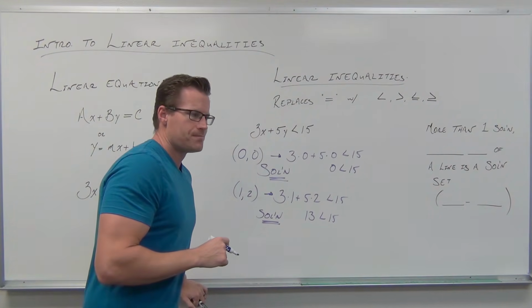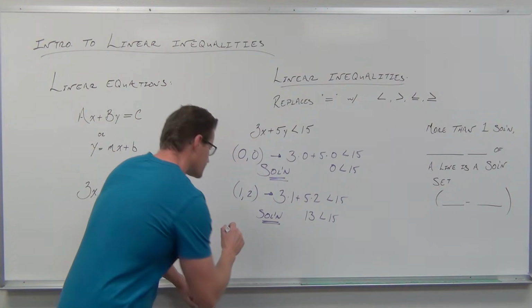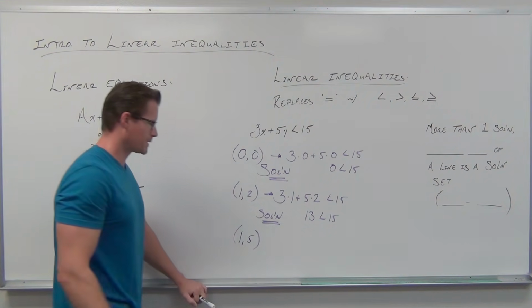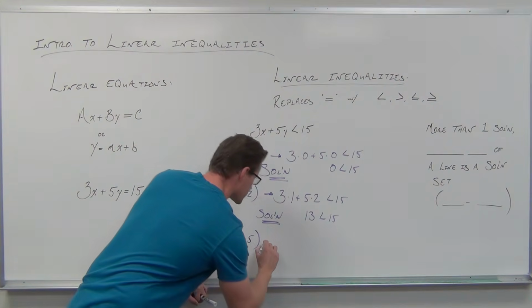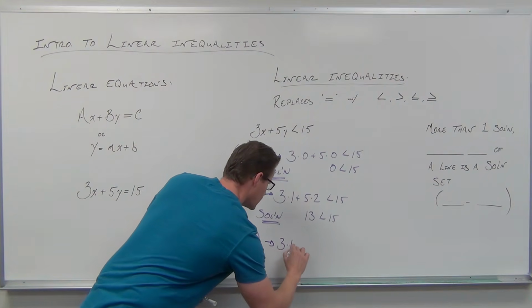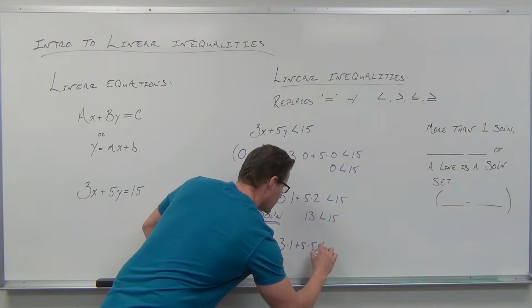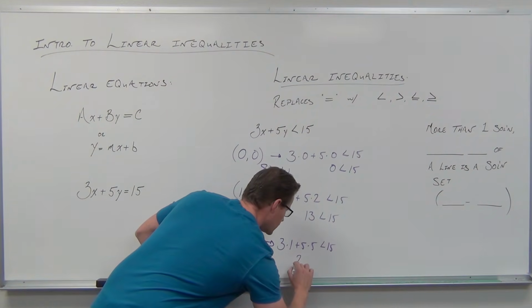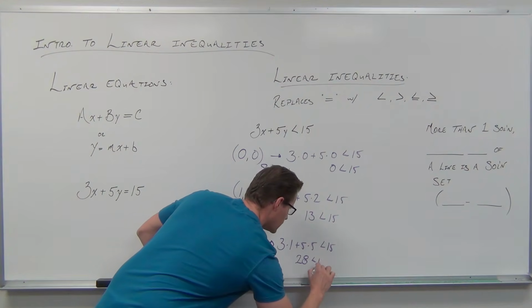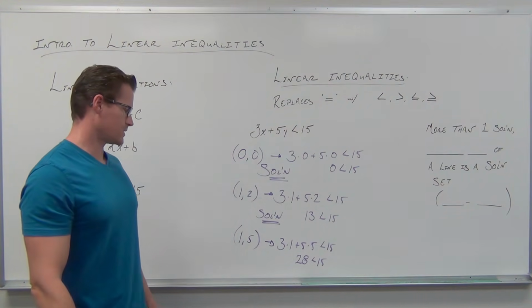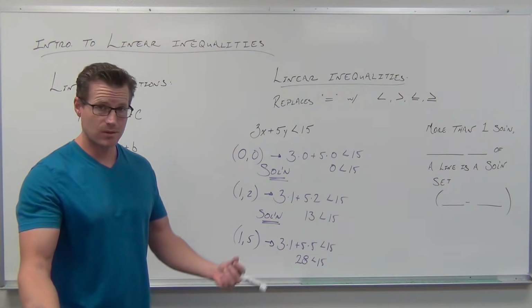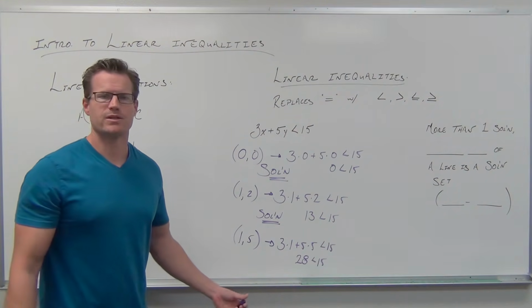Let's do one more. How about 1, 5? So 1 for x, 5 for y. We get 28. Huh. Well, that doesn't look right to me. It doesn't look right to you. That's a false statement. That's why it doesn't look right.